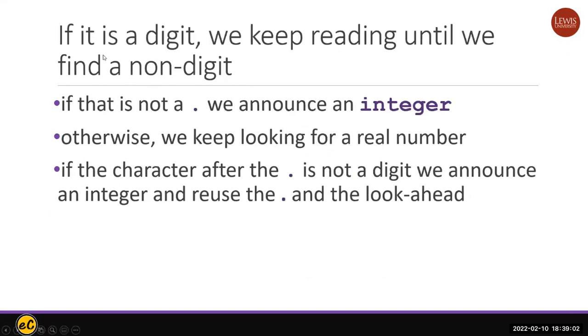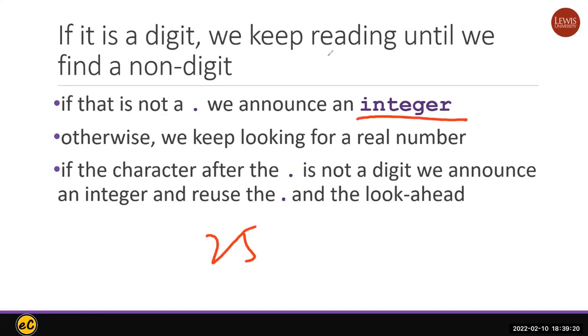Now, if it is a digit, we keep reading until we have a non-digit. A non-digit can be a period. If it is not a period, we announce it as an integer. So you have 25, and then it's not a digit, a space.